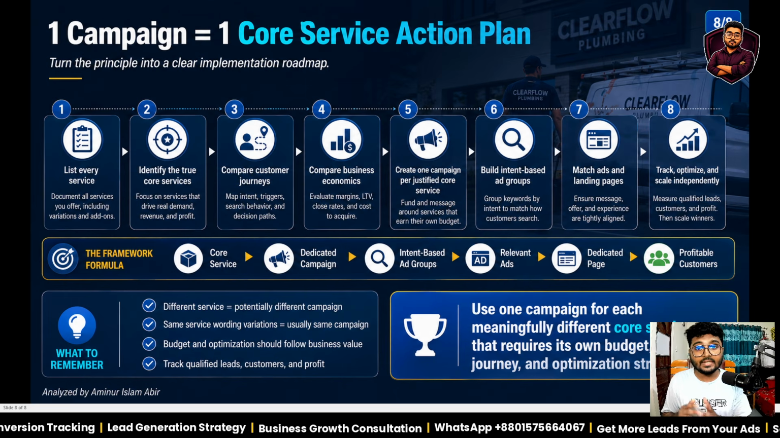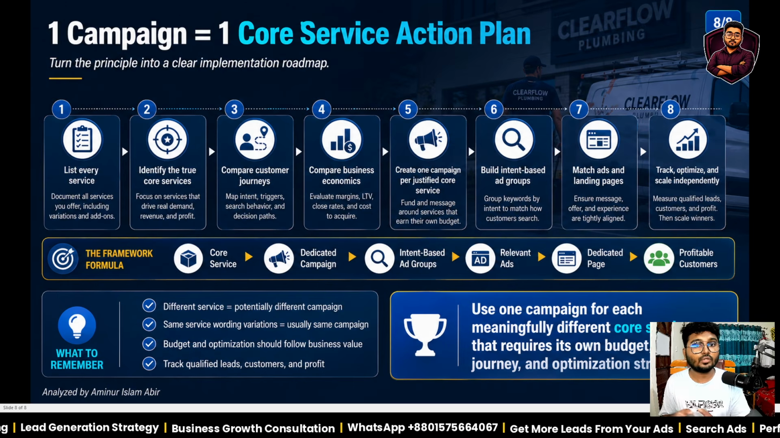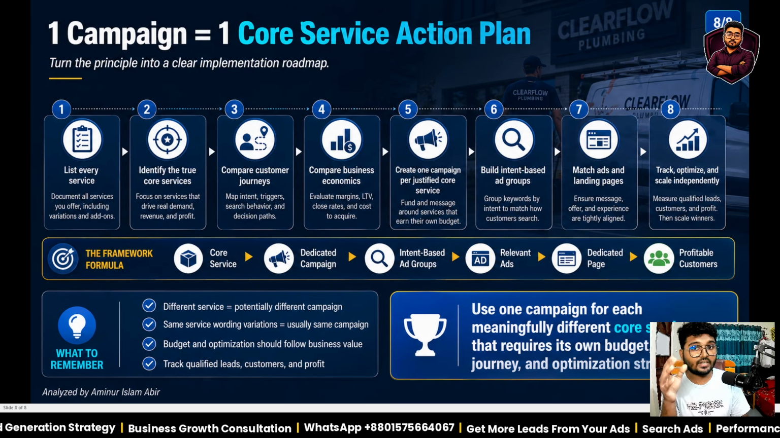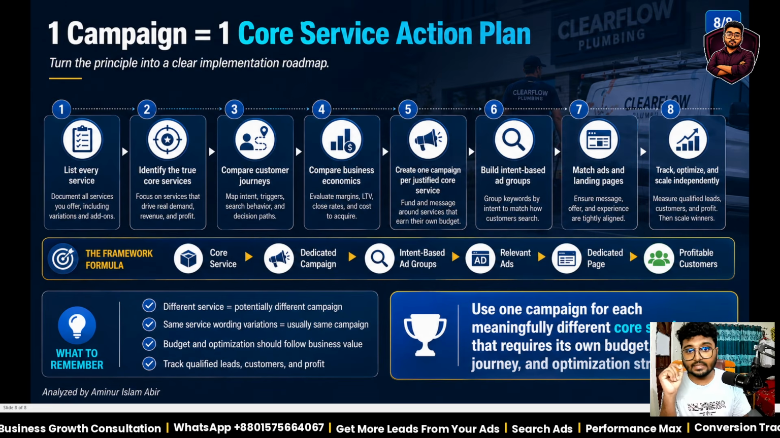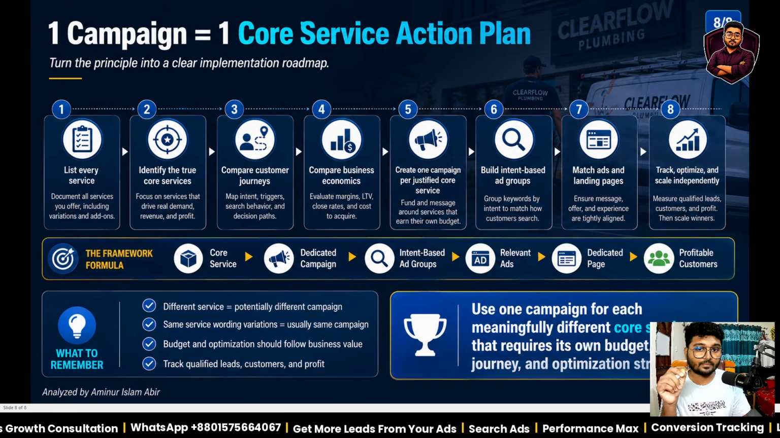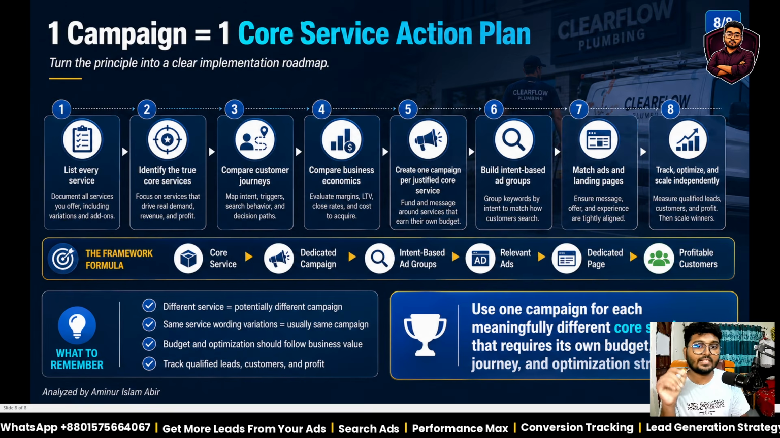Step 5, create one campaign per justified core service. Do not separate a service without strategic reason. Step 6, build intent based ad groups. Organize related search themes inside each service campaign. Step 7, match ads and landing pages. Maintain message consistency from query to advertisement to landing page to CTA.